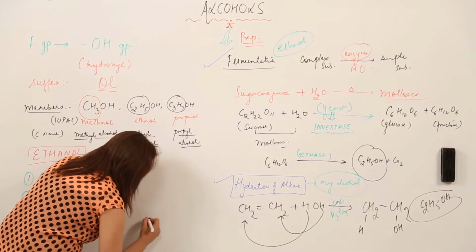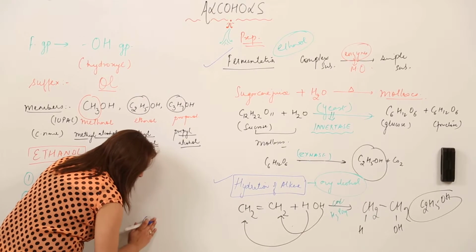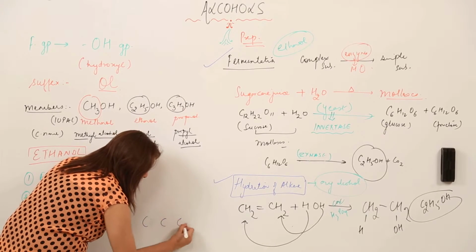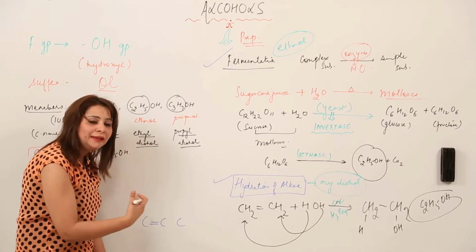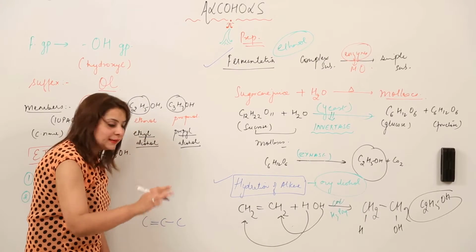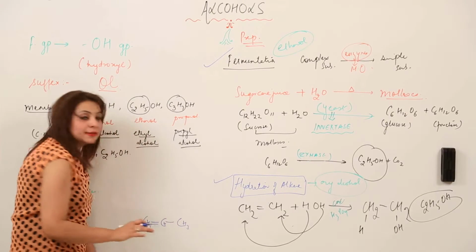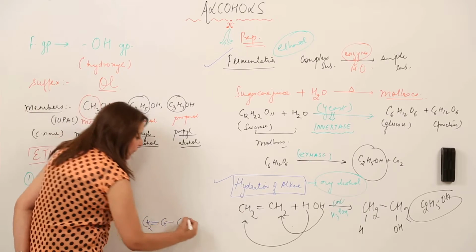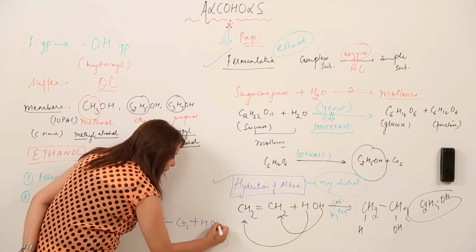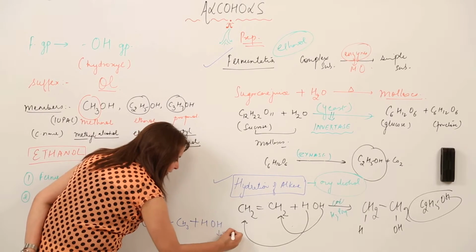So I am writing propene here. You know how to write propene. Prop means 3 carbons, ene means on one carbon there is a double bond, all others are single. I am just satisfying the valencies. So this is propene. Now I am adding water to it, and again the weak acid is present here.